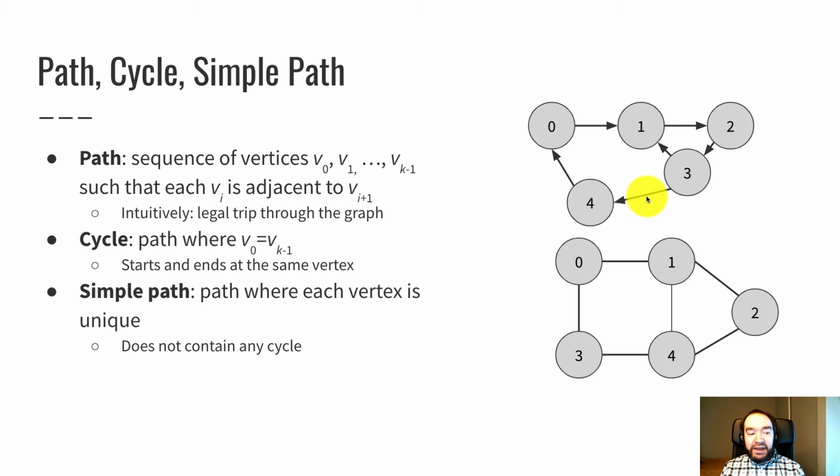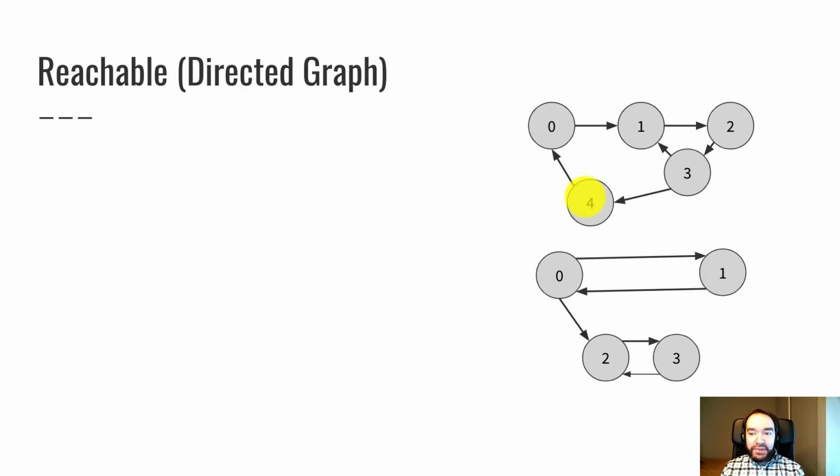But I could form a non-simple path by going through a cycle. So I could loop around this 1, 2, 3 triangle. So for example, if I start at 0, let's go 0, 1, 2, 3, 1, 2, 3, 1, 2, 3, 4. That's a legal path because all of those transitions were legal according to the directed edges, but I repeated 1, 2, and 3 a bunch of times because I went around that cycle. So that would not be a simple path.